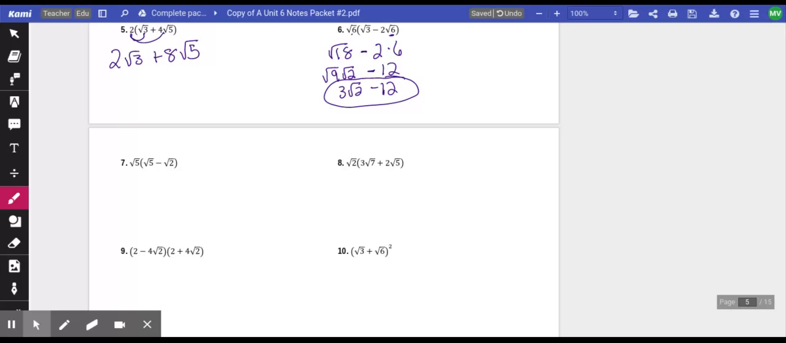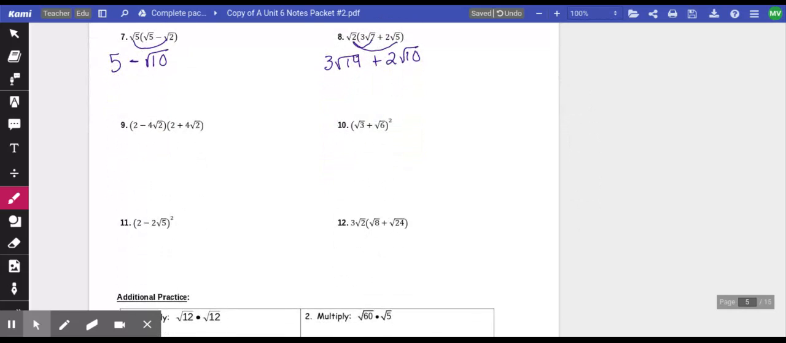So again, on 7, I distribute. Radical 5 times radical 5 is 5, minus radical 5 times radical 2 is radical 10. 8, I distribute. Radical 2 times 3 radical 7 is 3 radical 14, plus radical 2 times 2 radical 5 is 2 radical 10. I can't simplify 14 or 10, so I'm done.